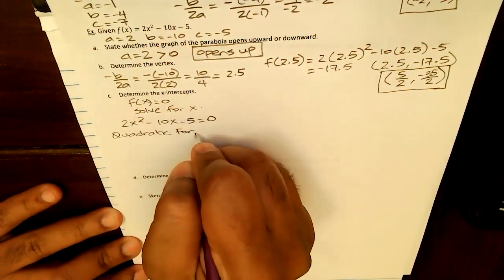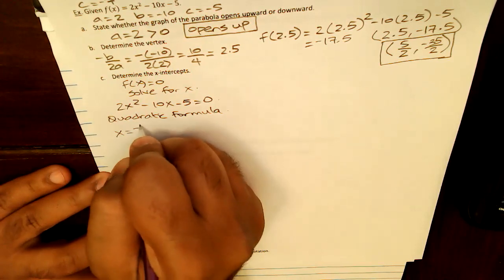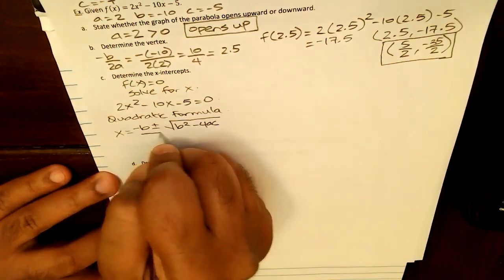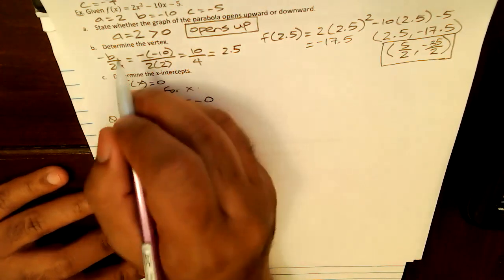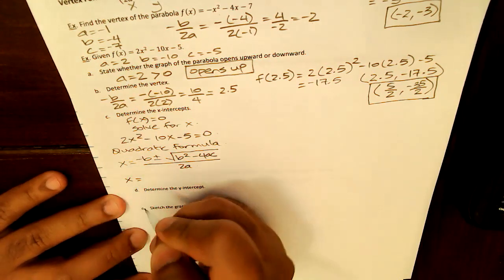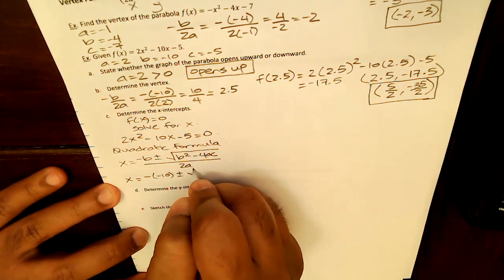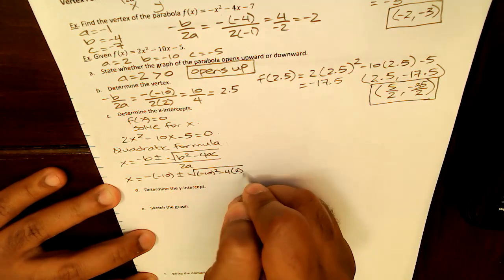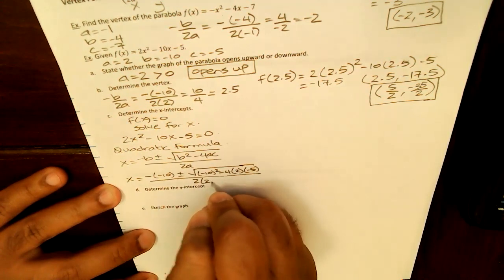So the quadratic formula may be something that you have come across before. It goes like this: x equals negative b plus or minus the square root of b squared minus 4ac, all over 2a. We're going to replace the values of a, b, and c using the a, b, and c values that are in my function. So in this case, that would be negative negative 10 plus or minus the square root of negative 10 squared minus 4 times 2 times negative 5, all over 2 times 2.